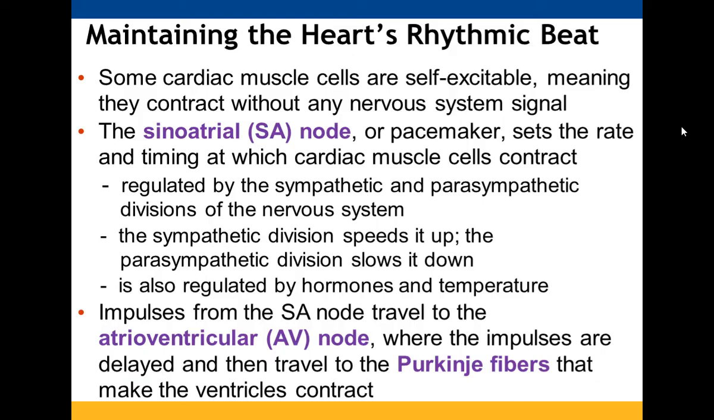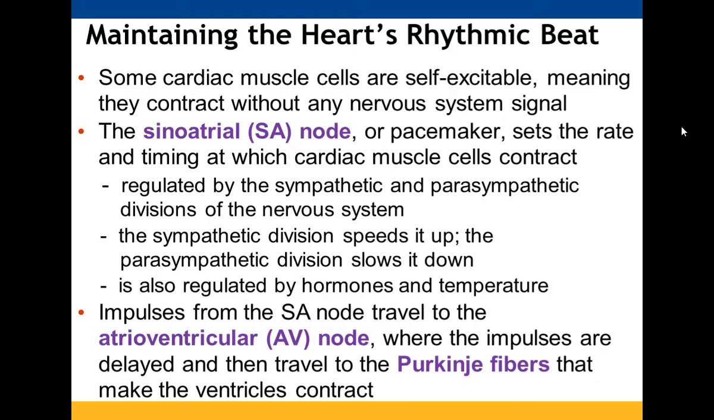Sympathetic helps to move it up. So if you're running around and you need it to pump more blood more quickly, your sympathetic division would help to encourage that SA node to move things along. And if you're relaxing, like you're trying to go to sleep, the parasympathetic division would help to slow it down. Hormones will play a role, as will temperature.